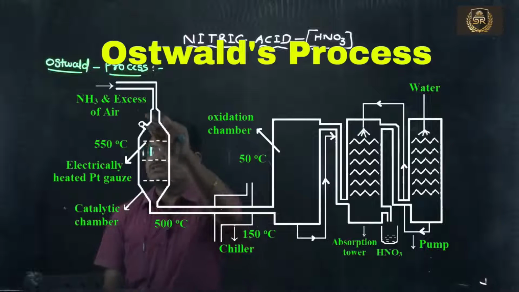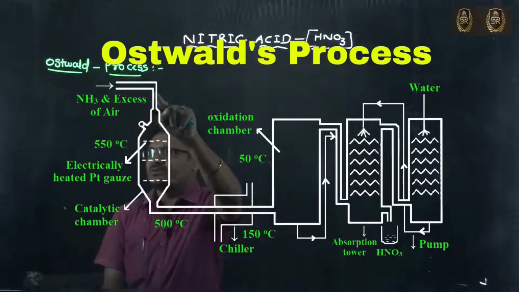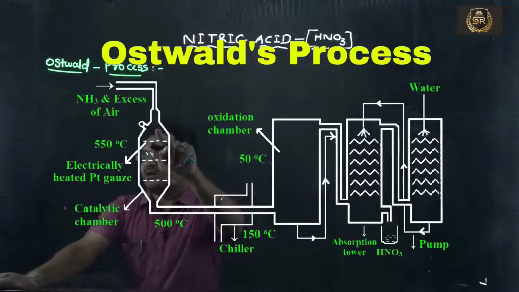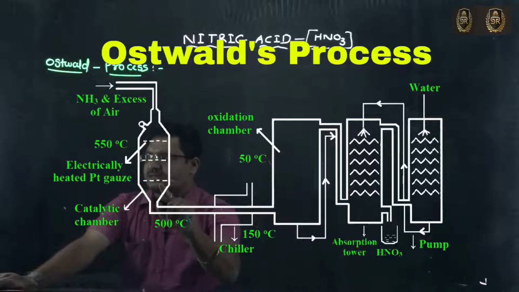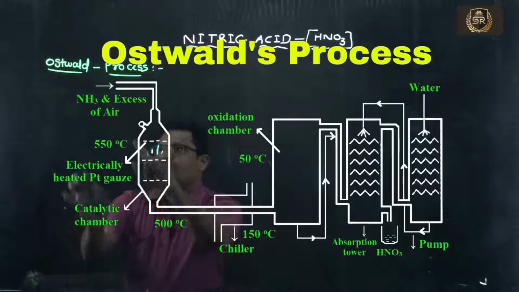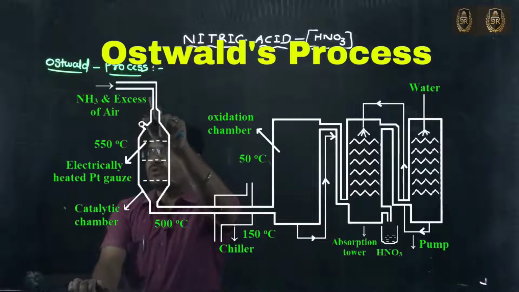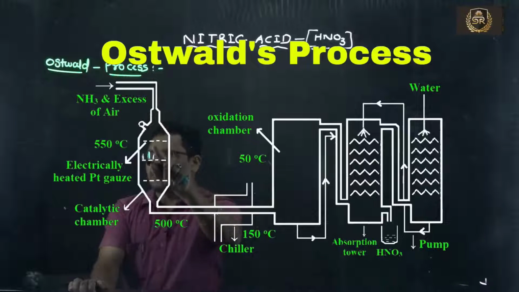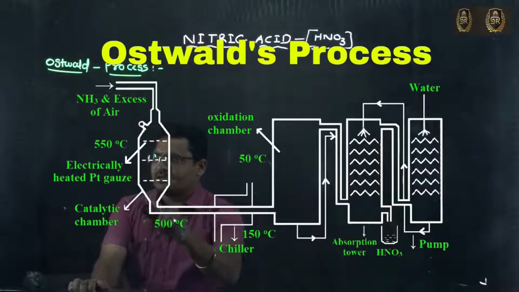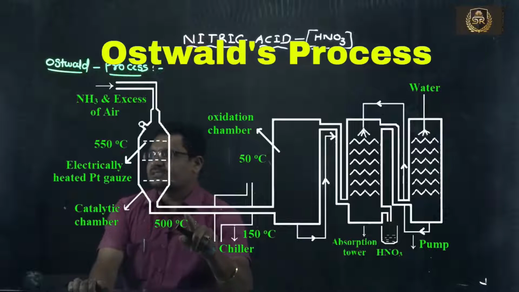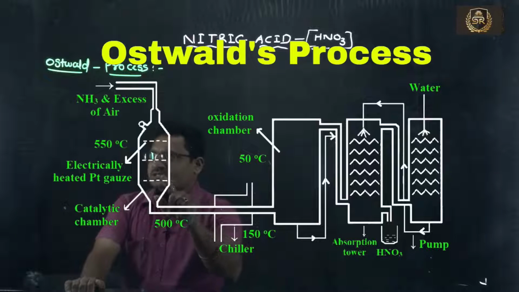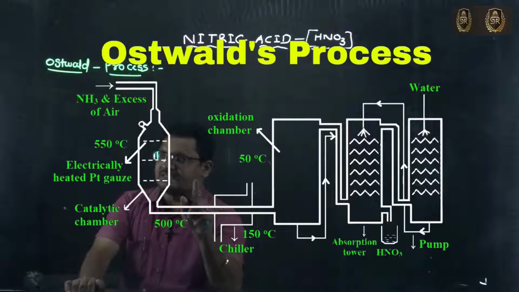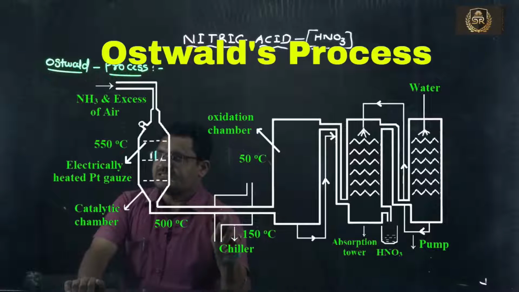Here first, ammonia is mixed with air in the presence of platinum gauze, in what is called the catalytic chamber. Ammonia mixed with air in the presence of platinum gauze at a certain temperature, to get nitrogen monoxide formed. This nitrogen monoxide is then cooled.